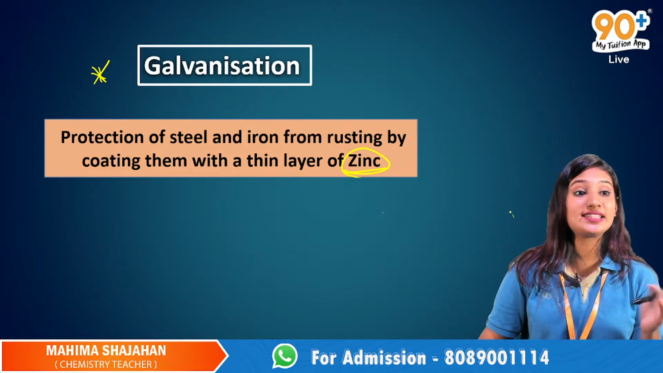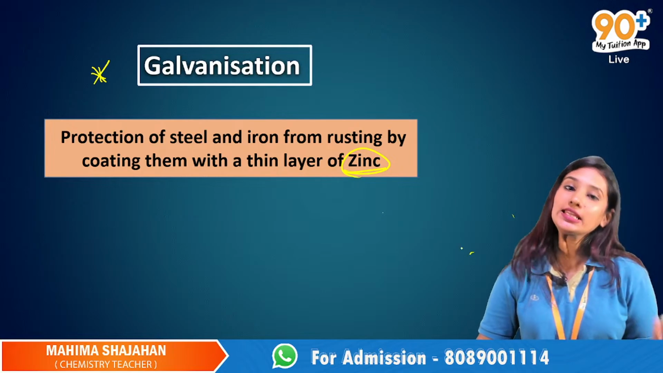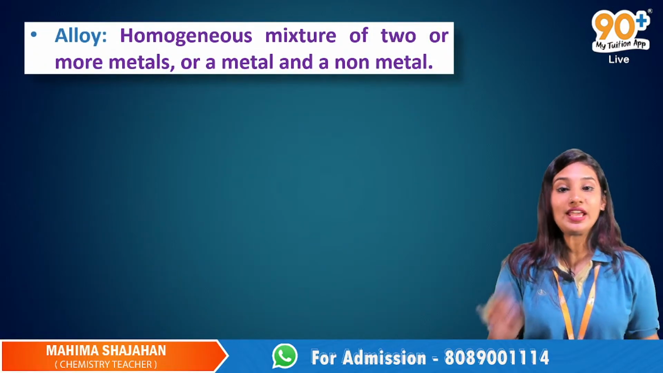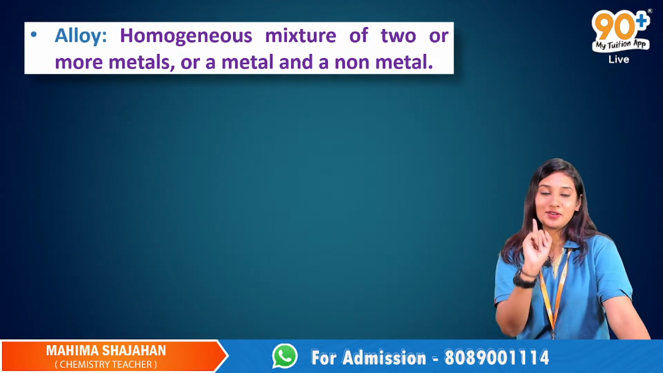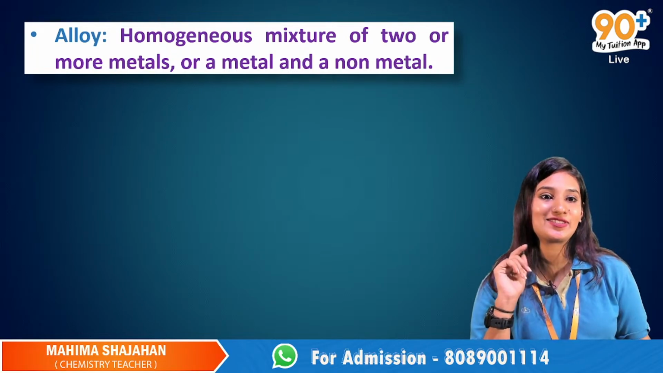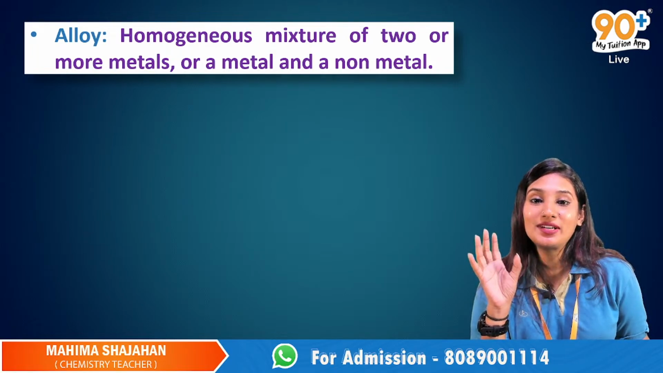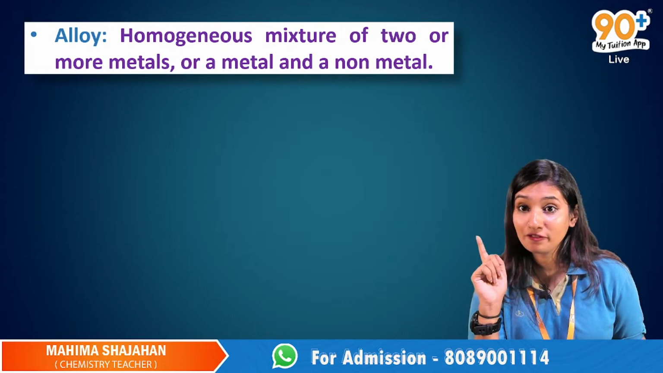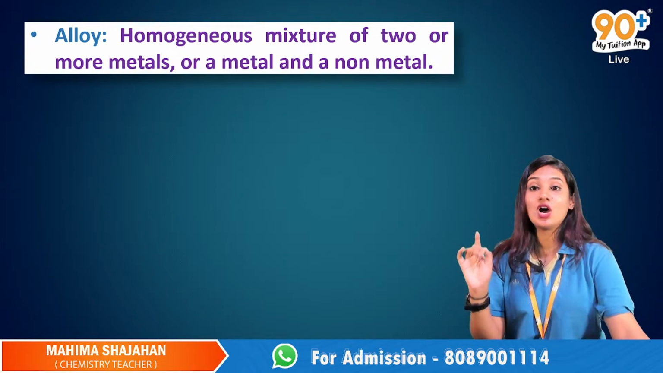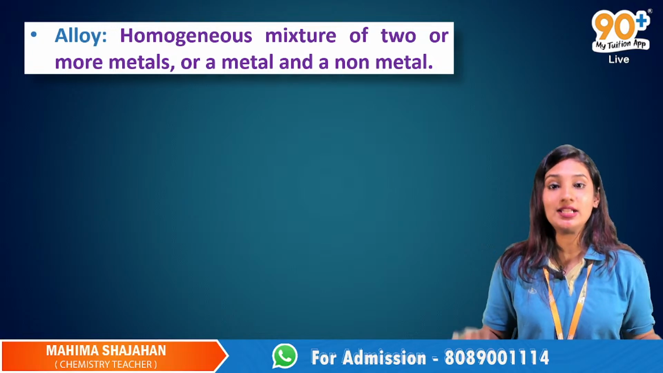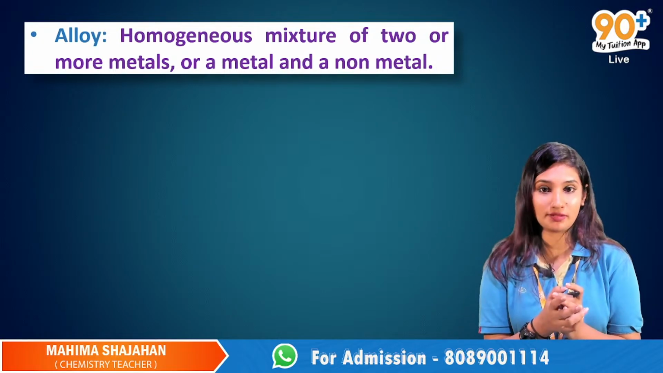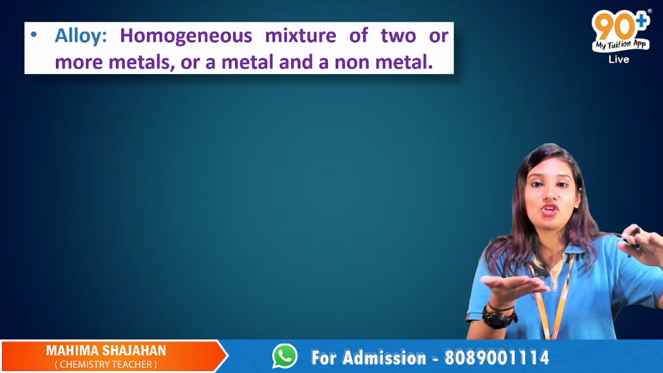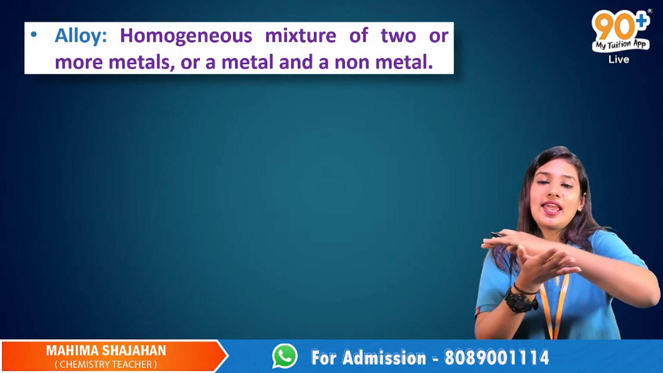The next one is alloying. Before studying alloying, you know what an alloy is, right? What is an alloy? You have studied this in your 9th standard, in the 2nd chapter, I guess. Yes, very good, Iona. An alloy is nothing but a homogeneous mixture of two or more metals, or a metal and a non-metal. A homogeneous mixture means the composition will be the same throughout.